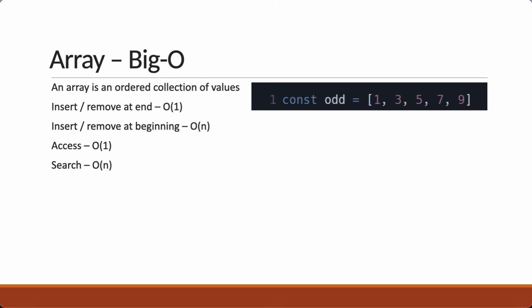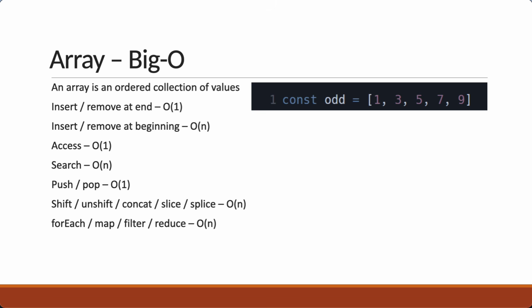Given these time complexities, here is a list of the common array methods with their time complexity. Push and pop are constant. Shift, unshift, concat, slice, and splice are linear. forEach, map, filter, reduce are also linear.